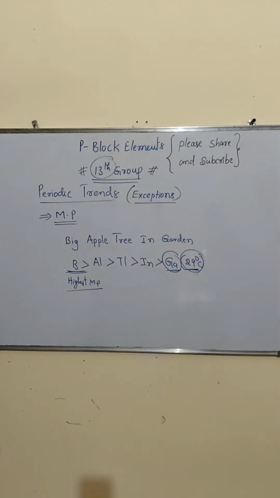Okay, clear, my dear students. To remember the melting point, Big Apple Tree in Garden. To remember the order of electronegativity, Big Tiger in Garden Always. Then next is ionization energy.